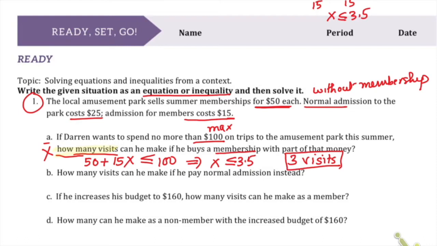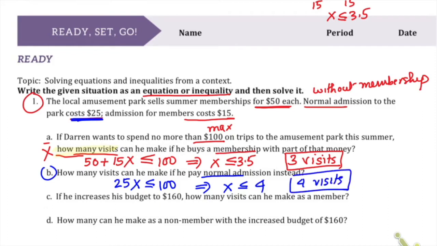So the next question is, how many visits can he make if he pays normal admission instead? If he's just paying the normal admission of 25, and he's making x number of trips, so 25x, and that has to be within the budget, meaning 100. There is nothing else like a membership fee, and when we solve it, dividing both sides by 25, x is less than or equal to 4. So he can have a total of 4 visits if he is just paying the normal admission. So it looks like the normal admission is good within that budget. Let's move to part C.